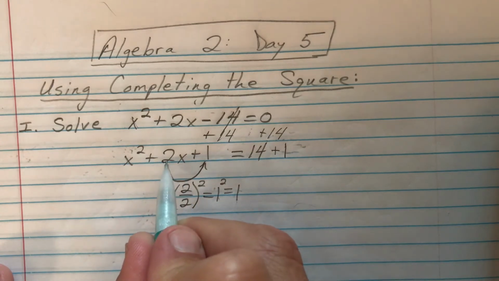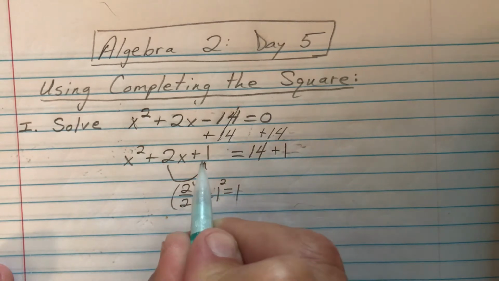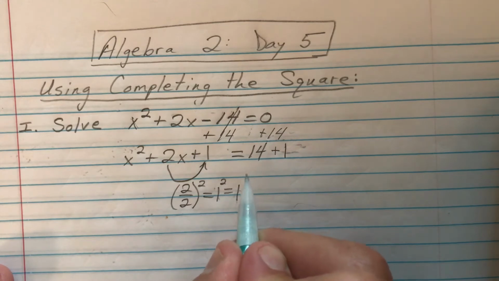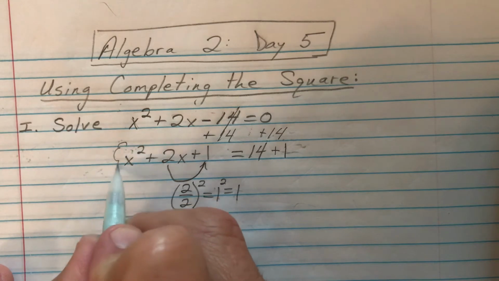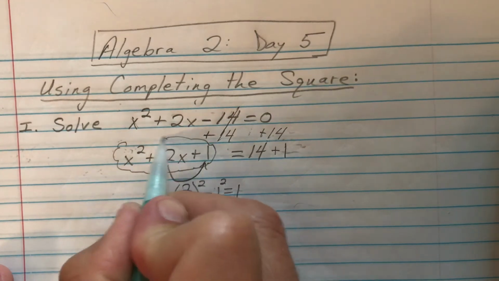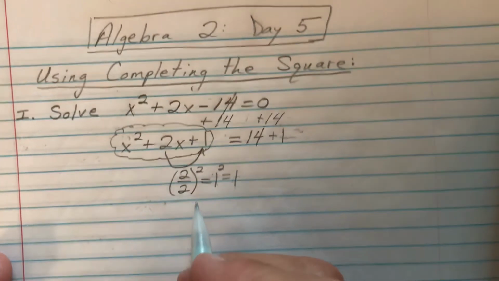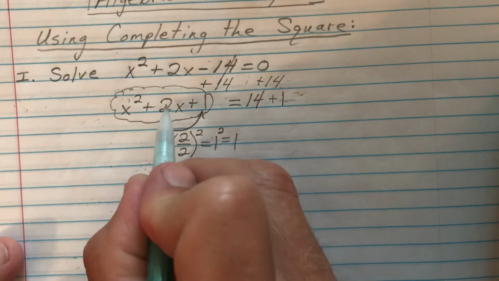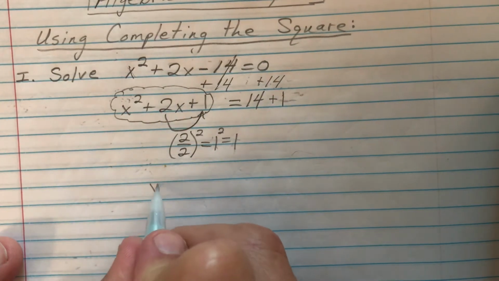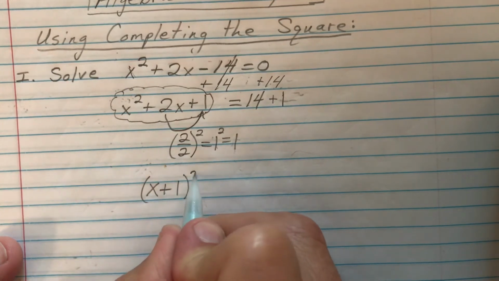So again, I took the number in front of the x, I divided it by 2, and I squared it. So 2 divided by 2 is 1, 1 squared is 1. I have to add that to both sides, because what you do to one side, you have to do to the other. So now what I have here is a perfect square trinomial. This trinomial is factorable, and it's not only factorable, it is something times itself. So what numbers multiply to 1 and add up to 2? 1. So instead of writing x plus 1 twice, I'm going to write x plus 1 squared.